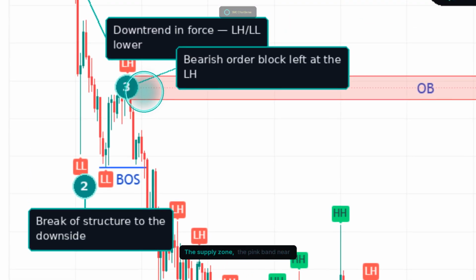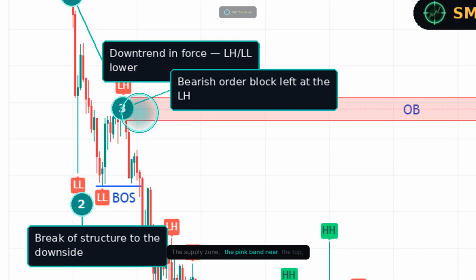The supply zone, the pink band near the top, sits at the lower high that began the breakdown. It hangs above everything that follows, untouched, far above the price action, waiting. Be clear about its role here. It is not the thesis, it is the destination. The zone matters because it is where the liquidity above the recovery's highs will happen to sit. The tag and the sweep are the same event.